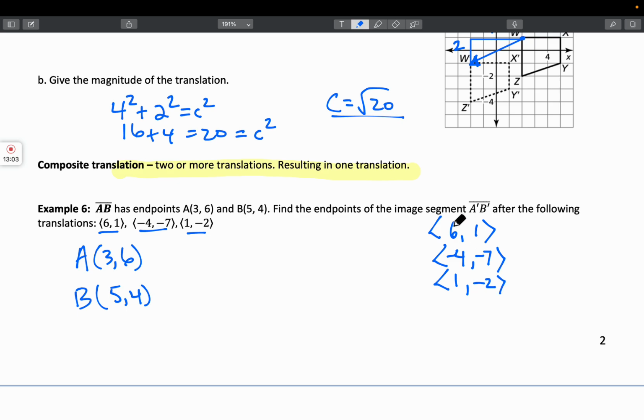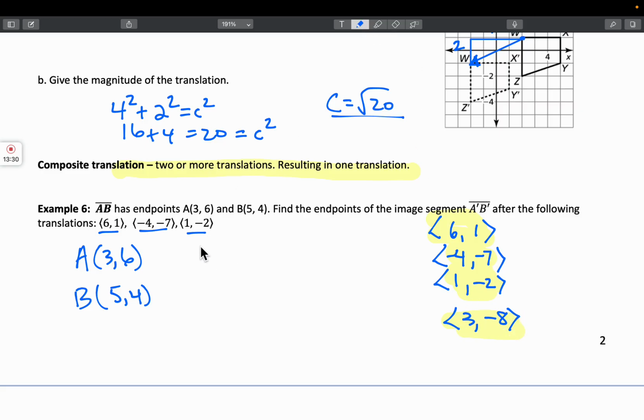If I take 6 and I subtract 4, I'm at +2. I add 1 more. That's really just moving right 3 units. If I add 1 and then subtract 7, I'm really subtracting 6 now, and I subtract 2 more, then I've really subtracted 8 overall. So these 3 translations really just boil down to one general translation of 3, -8.